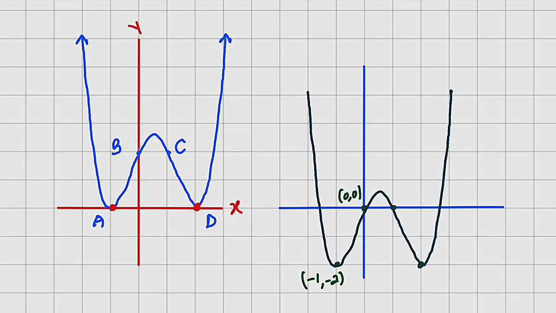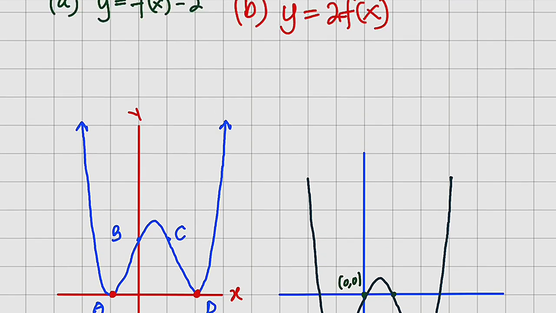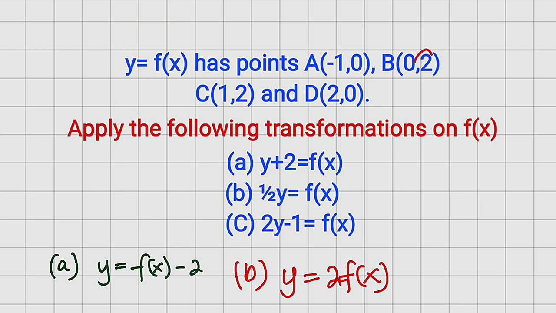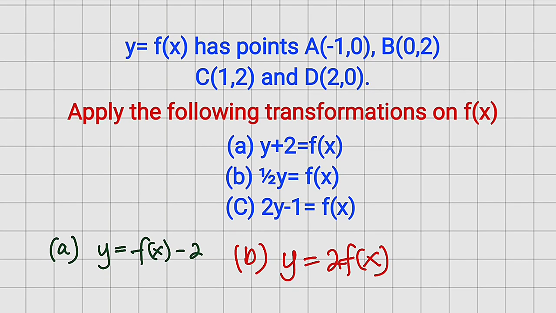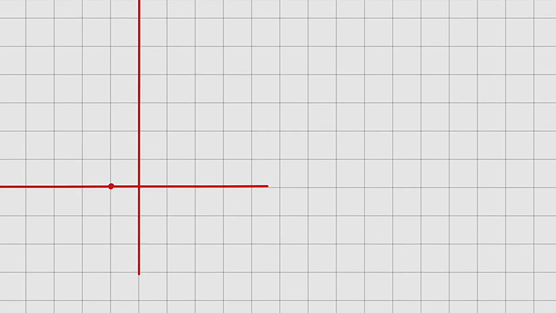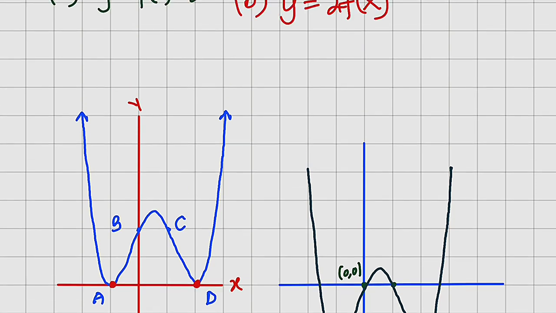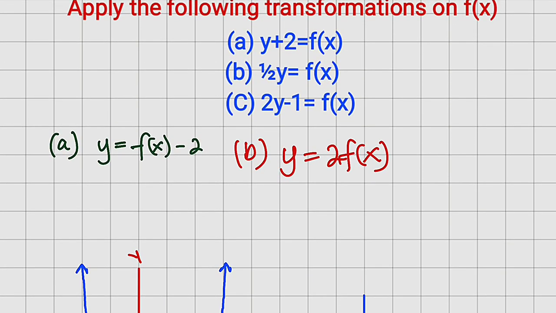Then the second one, we have a point here, which is what? Under 0 comma 2. 0 comma 2, which is right here. This 2 will be multiplied by 2 to become 4. Therefore, we have 0 comma 4. Let's locate 0 comma 4. This is 0. 4 is 1, 2, 3, 4. We have a point here.